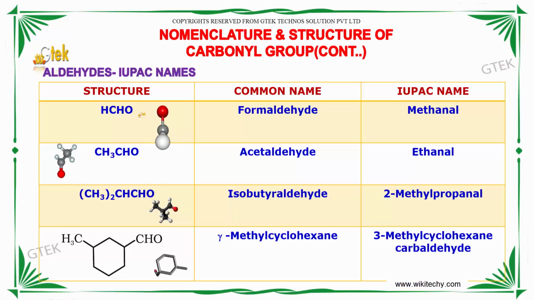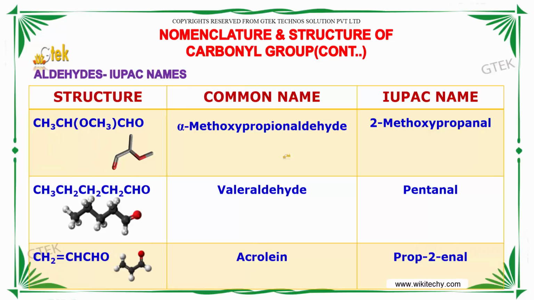Structure: HCHO is the general form and the simplest form of an aldehyde. Its common name is formaldehyde and its IUPAC name is given as methanal. Similarly, CH3CHO has a common name acetaldehyde. The structure CH3CH(OCH3)CHO has a common name alpha-methoxypropionaldehyde and IUPAC name as 2-methoxypropanal.